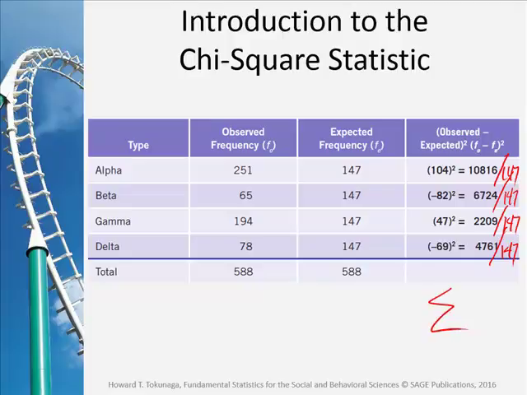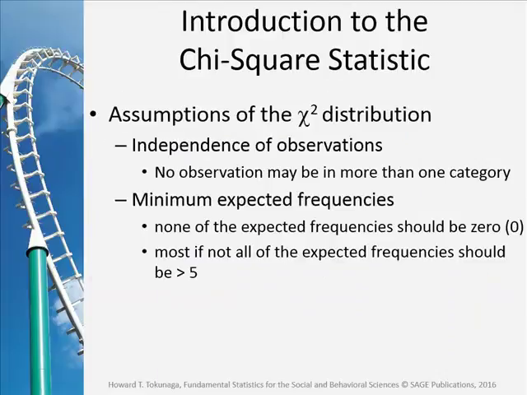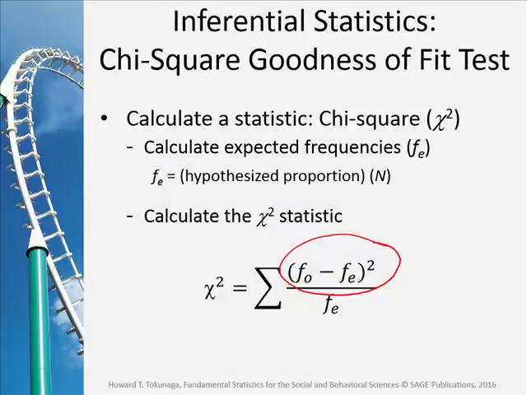Then the last thing is to sum them up. So looking at that equation again, your chi-square statistic is the sum, for each of the observations, of the difference squared divided by what is expected.